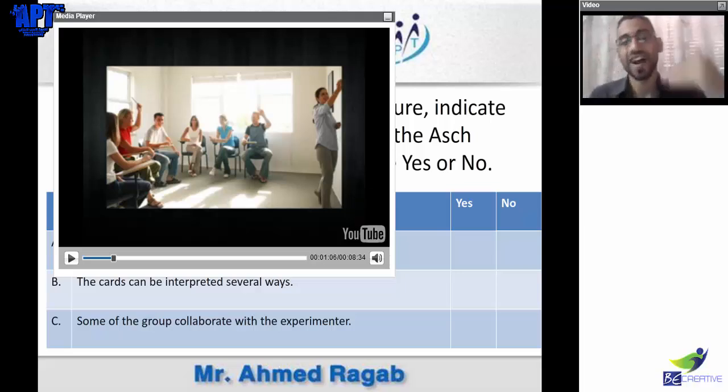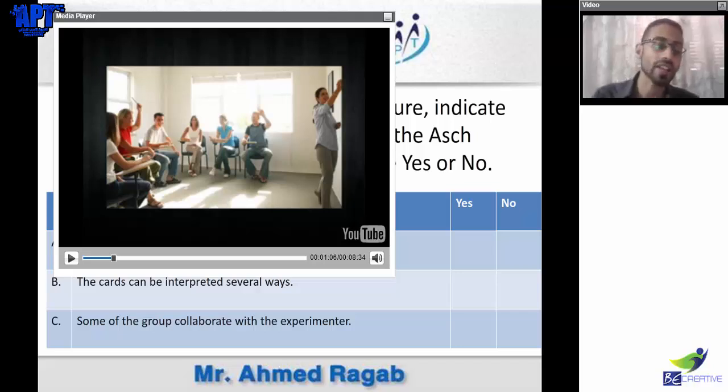I forgot that I muted it without speaking. So based on the information in the lecture, indicate whether the statement describes the Asch studies. For each statement, choose yes or no. From our notes, only one subject is being tested. That's correct, because everyone is being tested alone. He didn't test them as a group. He tested them as one individual person.